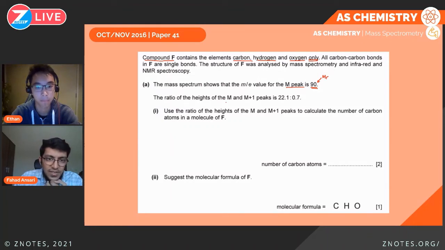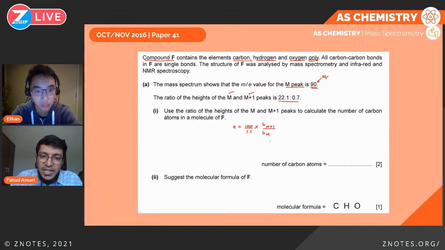The ratio of the heights of the M peak to the M plus 1 peak is 22.1 to 0.7. So use the ratio of the heights of the M and M plus 1 peaks to calculate the number of carbon atoms in the molecule of F. So remember the formula, n equals 100 over 1.1 times the height of the M plus 1 peak divided by the height of the M peak. This is another way of writing that formula.